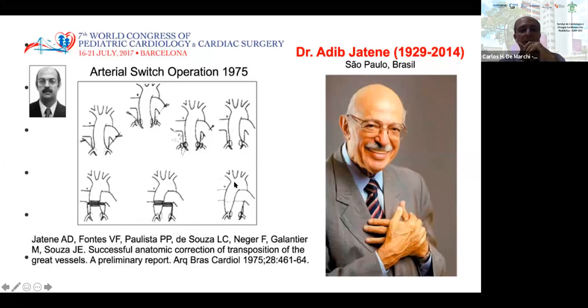The anatomy is correct except one thing: the valves keep the original place. What I can say is the aortic valve is on the right side, and the pulmonary valve is on the left side.